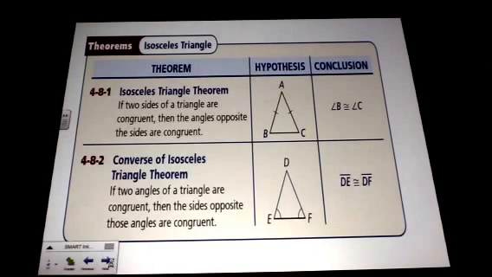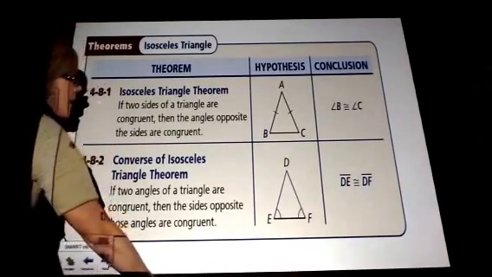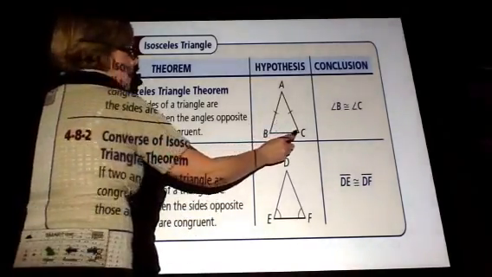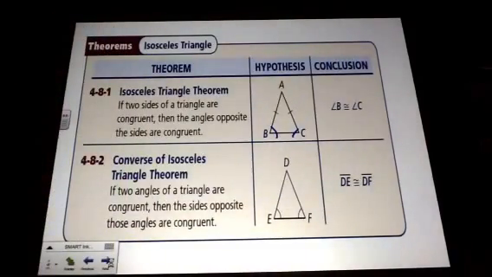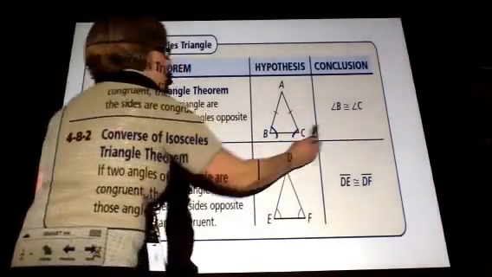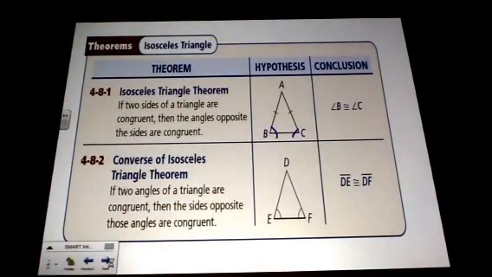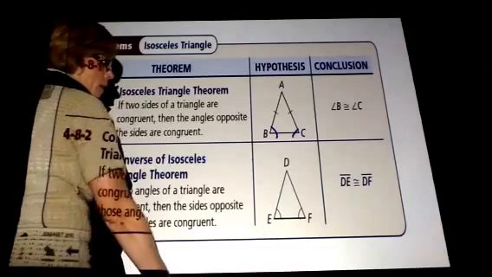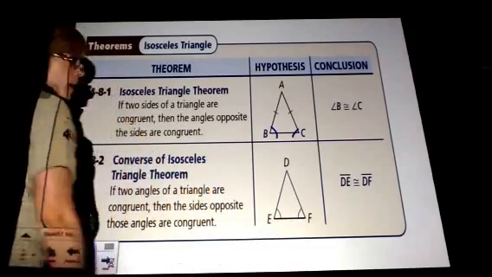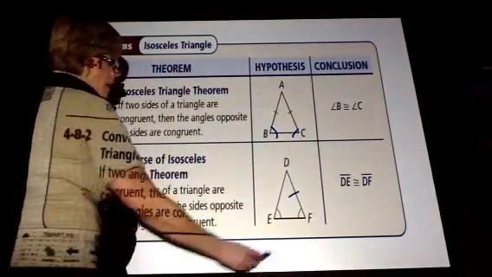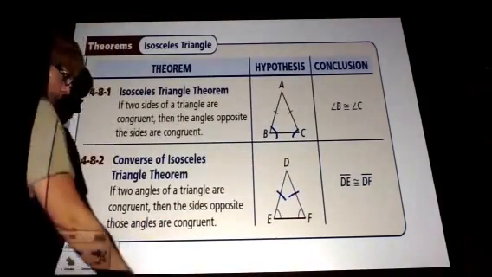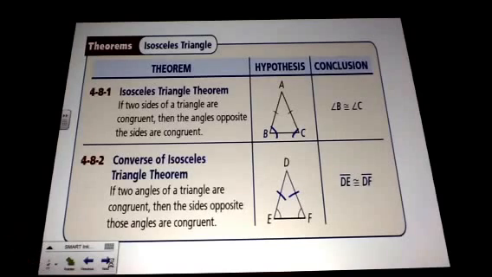Isosceles triangle theorem. If two sides of a triangle are congruent, then the angles opposite the sides are congruent. So what this is saying is the angle opposite this side is C, angle opposite this side is B. Therefore, angle B and C are congruent. Converse. If we have a triangle with angle E and angle F congruent, what that is saying is the side across from this angle is congruent to the side across this angle. So segment DE is congruent to segment DF.